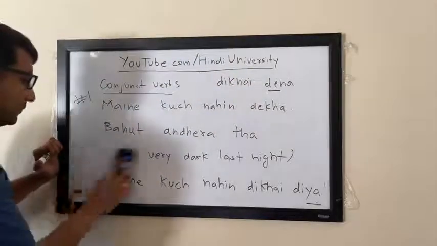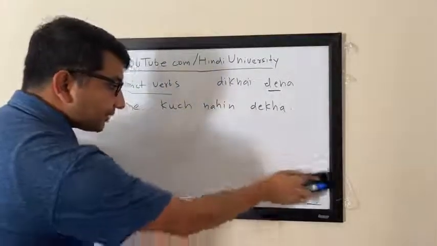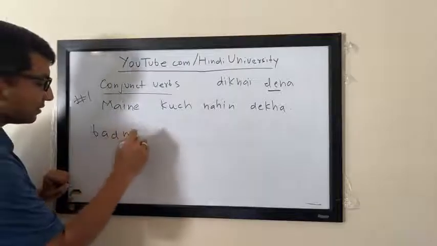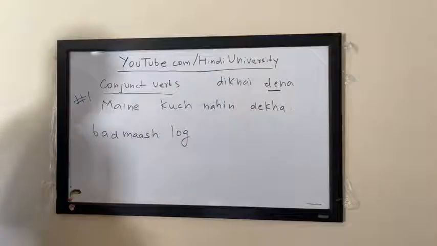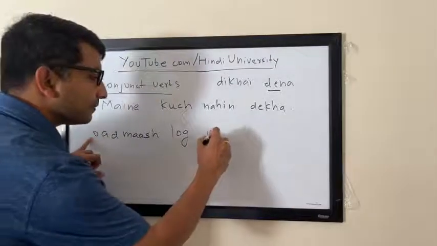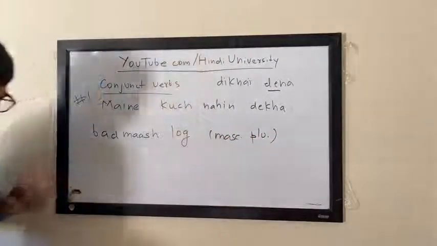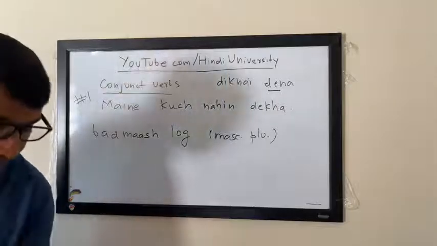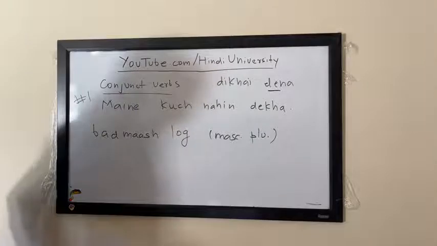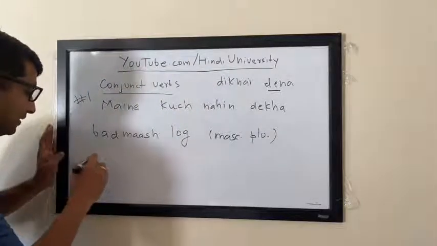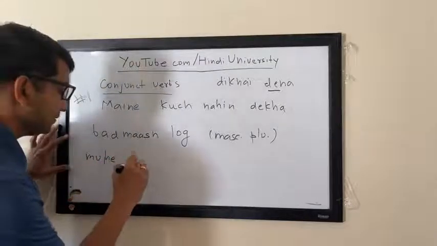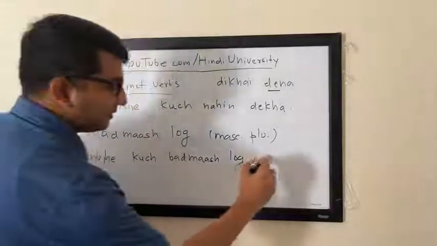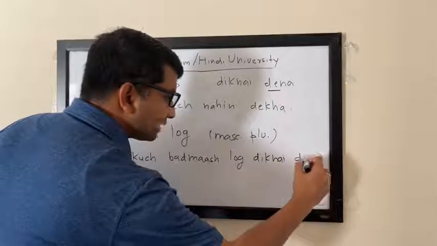So let's say the person wants to say I see some notorious people, or in this case I'm using the word badmash log. How will you say that? And it's a masculine plural. Can you guys complete a sentence using this? That the notorious people were visible to me, or I saw notorious people. Shall I try? मुझे कुछ बदमाश लोग दिखाई दिए. Very good. मुझे कुछ बदमाश लोग दिखाई दिए.